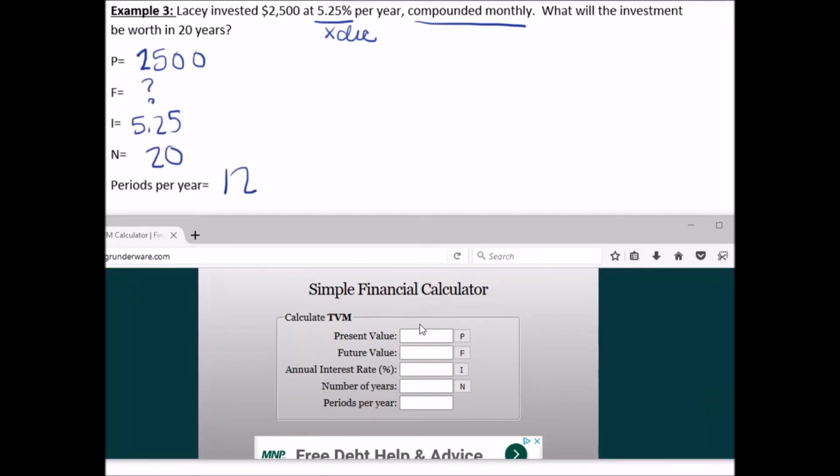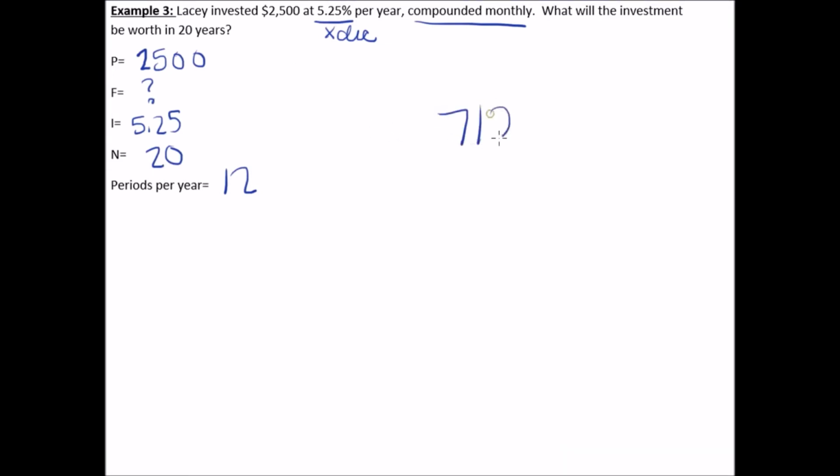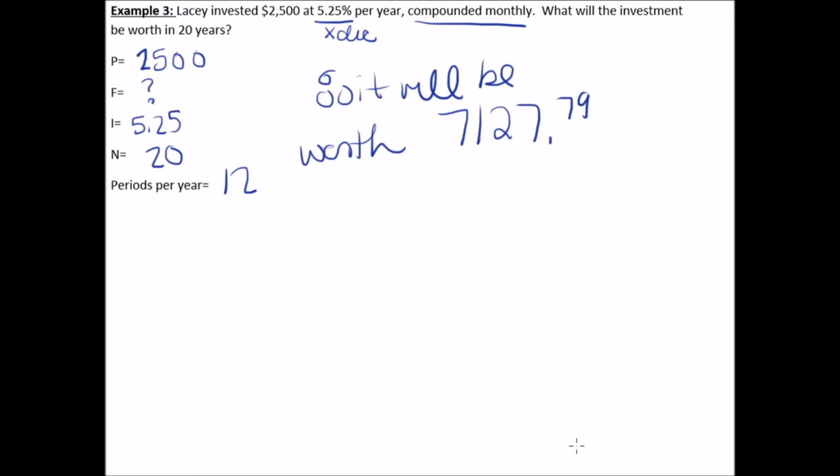Okay, so we just go down to present value, 2,500. Next, we leave that one blank, 5.25, number of years is 20, 12 times per year. We can click on the F, and we will get our answer, 7127.79. Therefore, it will be worth this much money. And that's it.